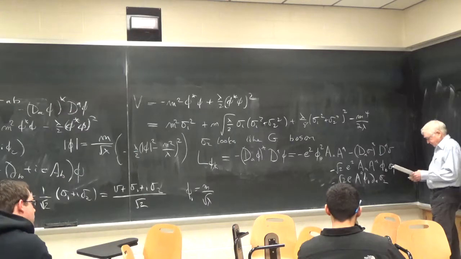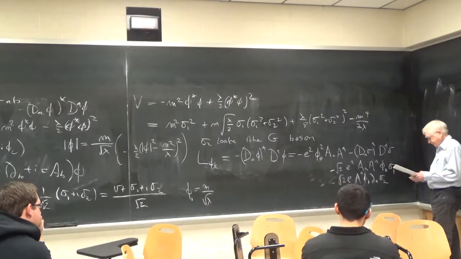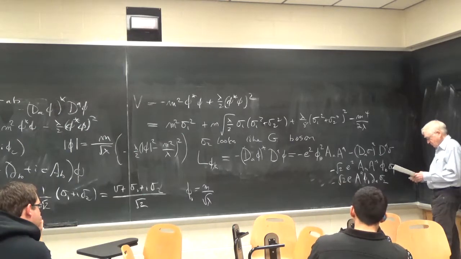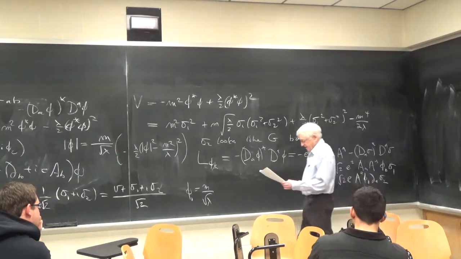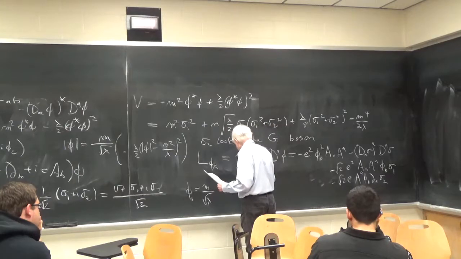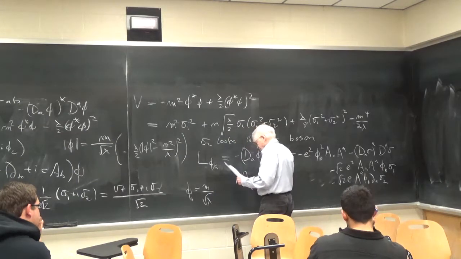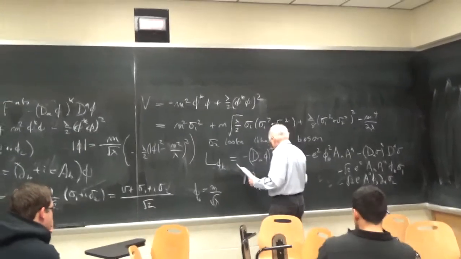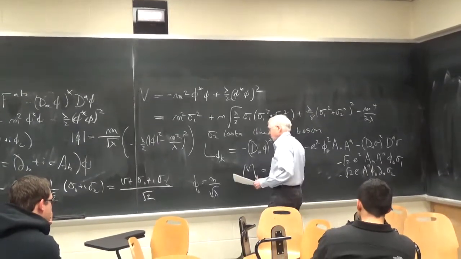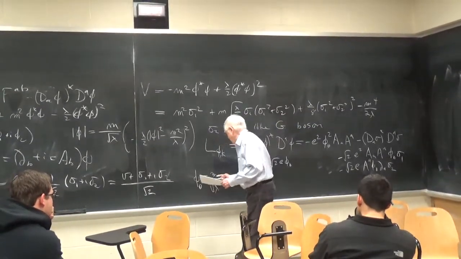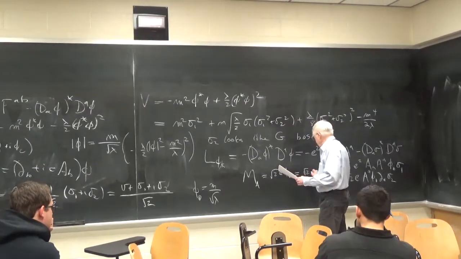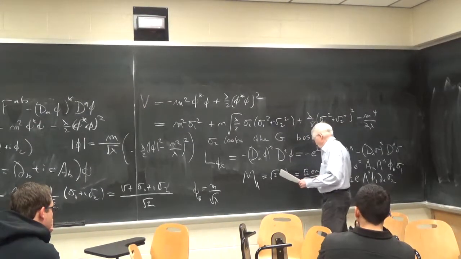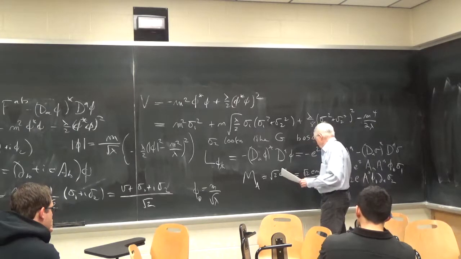Okay, so what's happened here then is that the gauge field has acquired a mass, say m sub A, which is square root of 2 e phi 0. On the other hand, phi 0 itself is m over square root of lambda, so this is square root of 2 e m over square root of lambda.